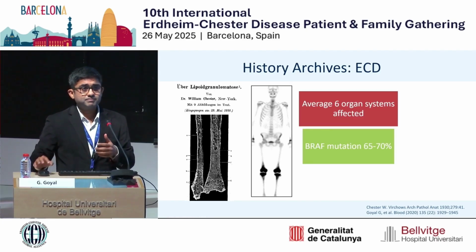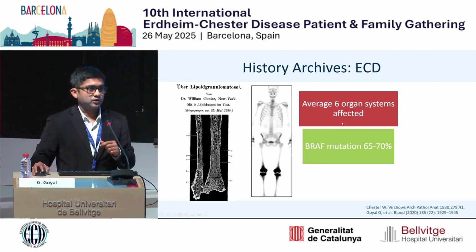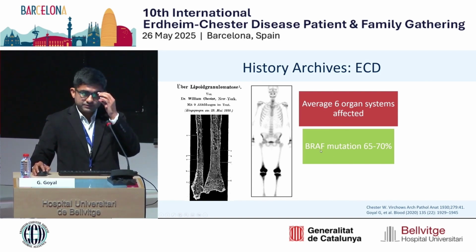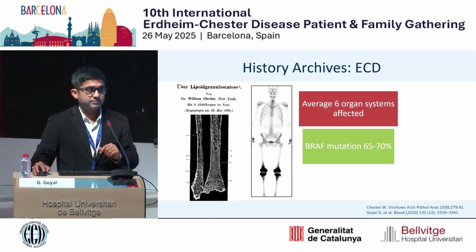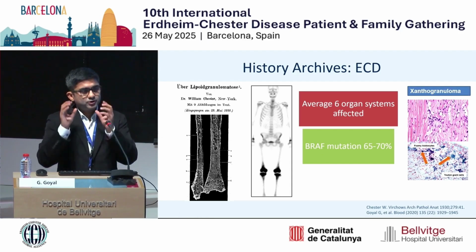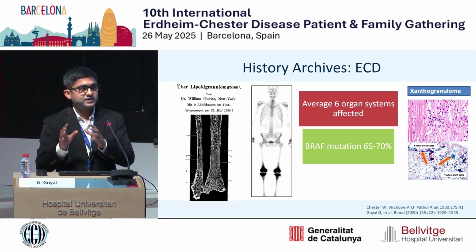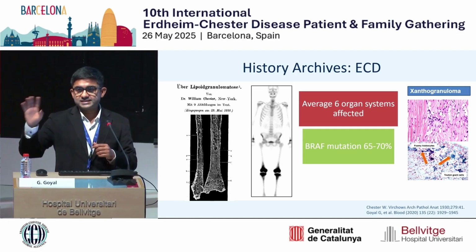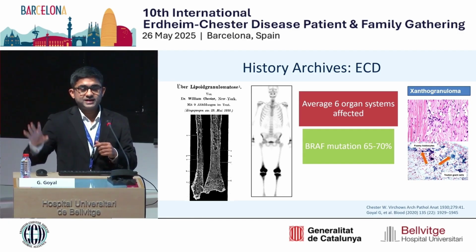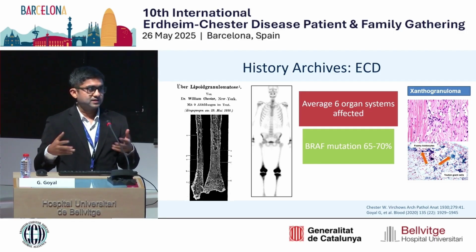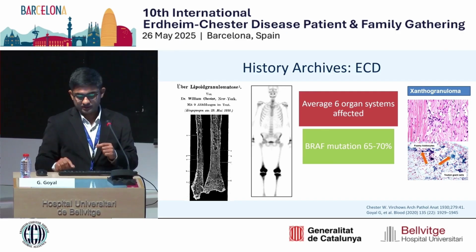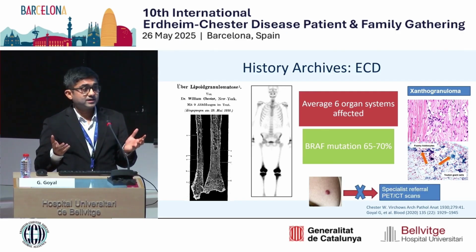Fast forward to today, when you look back at these cases with classic full-blown knee involvement, on average, we found that they have 5 to 6 organs involved. And actually, a lot of them, I would say more than 70%, have the BRAF V600E mutation. When you do a biopsy on this, though, the biopsy will never say Erdheim-Chester. The biopsy will say xanthogranuloma, which means fatty, foamy cells, lipid-laden cells. It's not specific to ECD. This is the tricky part, which can be seen in other lesions too.